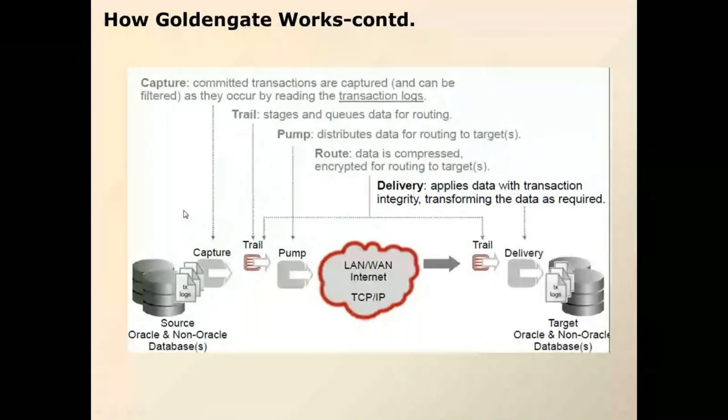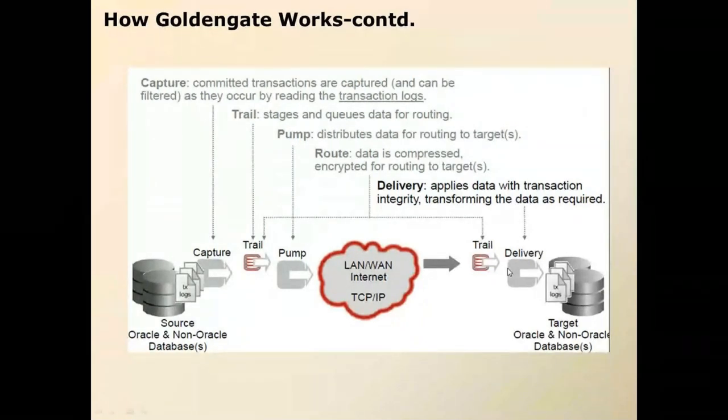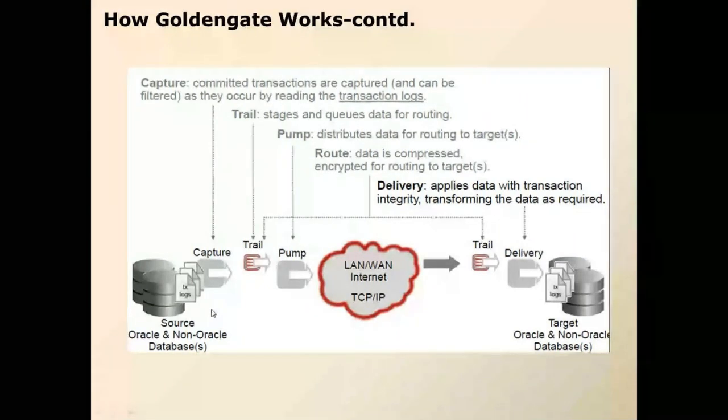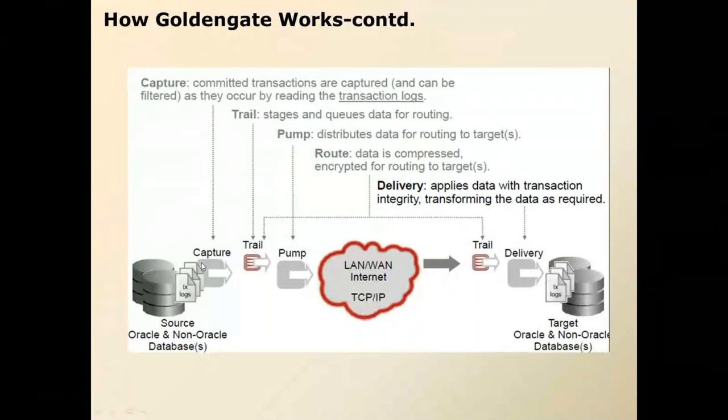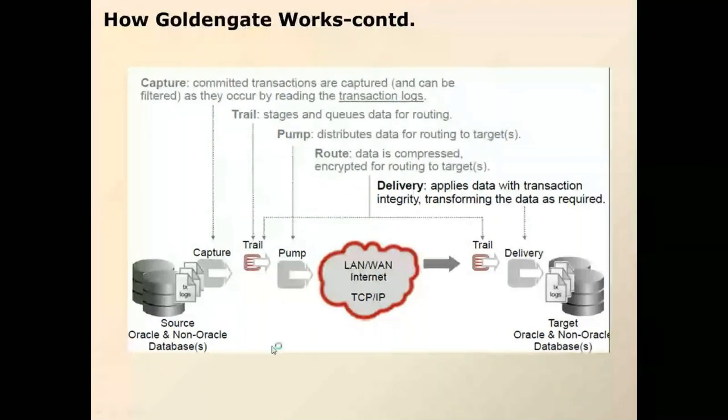Here the capture process is also called the extract process. The delivery process is also called the replicate process. In the previous slide, we discussed different types of extracts and different types of replicates. During the training, when we talk about extract, it means capture. And the delivery process is the replicate process, which does the delivery to the database. The extract process is the capture mechanism, which captures the data from the source database, and the delivery process applies the data to the target database. So there are three processes involved here: capture, pump, and delivery.